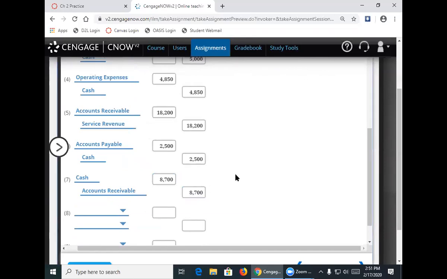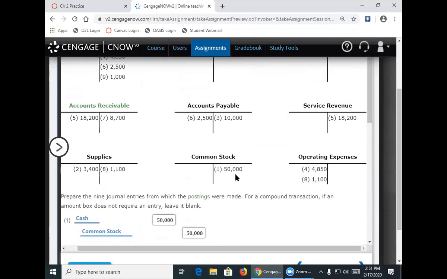So we recognize the revenue when we bill them. So on part 7, they're paying us towards what they already owe us. We've billed them previously and now they're paying their bill. So cash is debited or received and accounts receivable is decreased. Okay, very good.